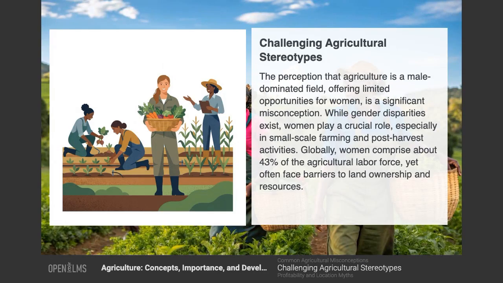Challenging agricultural stereotypes. The perception that agriculture is a male-dominated field offering limited opportunities for women is a significant misconception. While gender disparities exist, women play a crucial role, especially in small-scale farming and post-harvest activities. Globally, women comprise about 43% of the agricultural labor force, yet often face barriers to land ownership and resources.